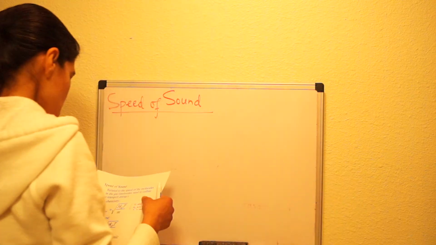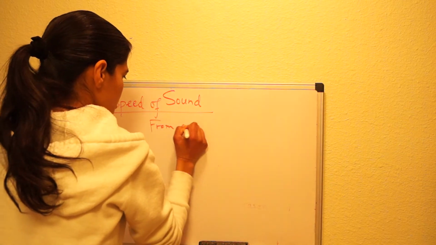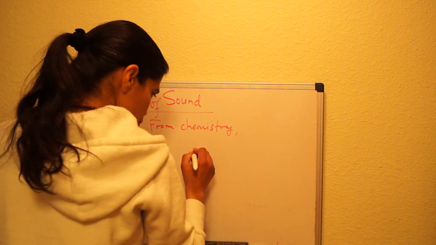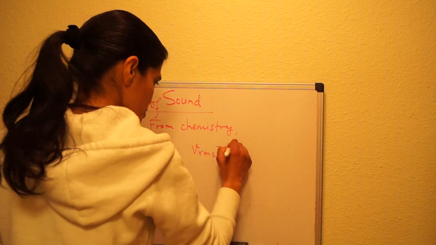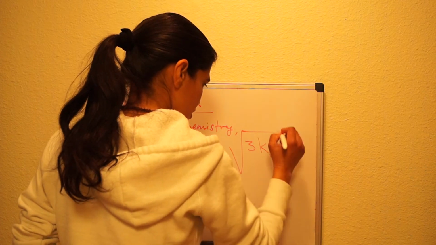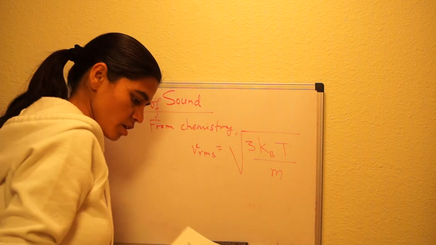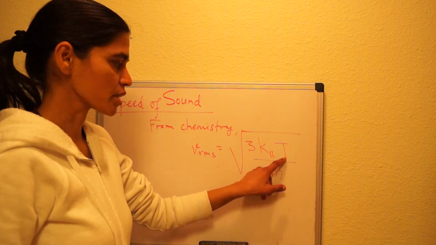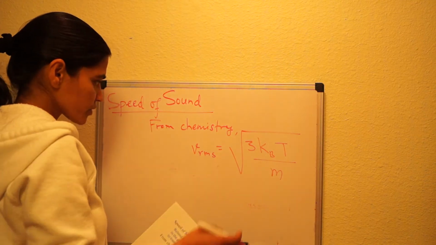That's the idea here. So if you guys remember from chemistry, you remember this root mean square speed? v_rms equals the square root of 3 k_B T over m, where m is the mass of the atom, k_B is the Boltzmann constant, and T is the absolute temperature in the Kelvin scale, right? So this is something from chemistry.